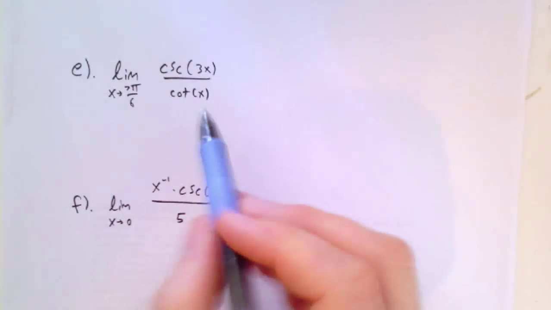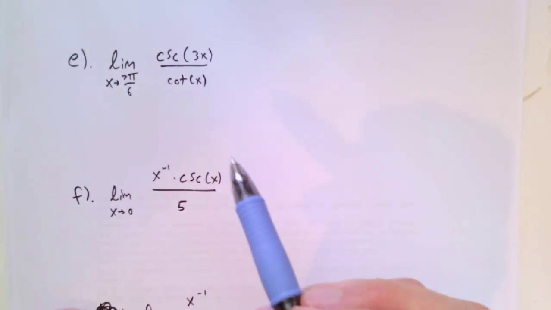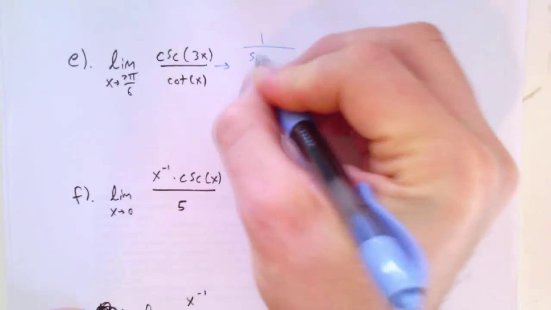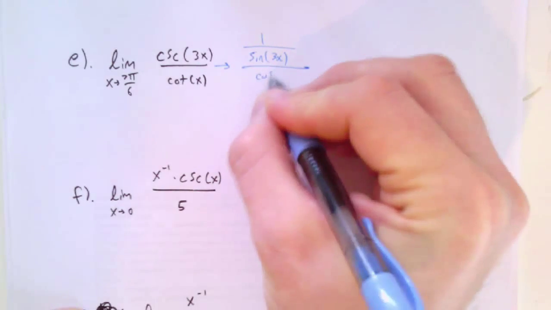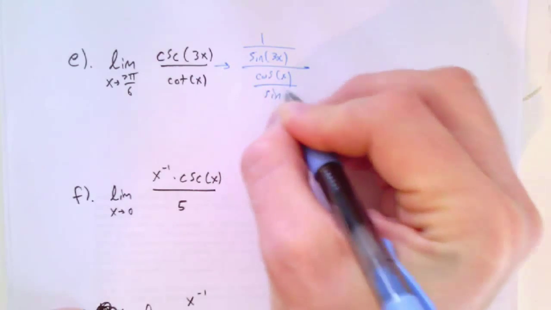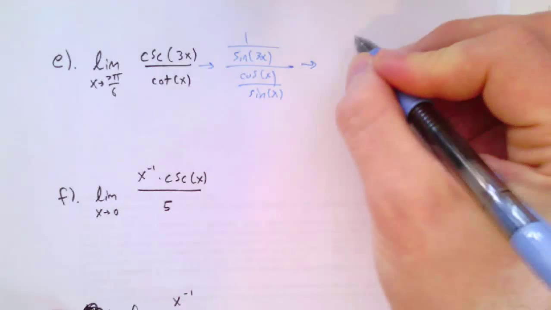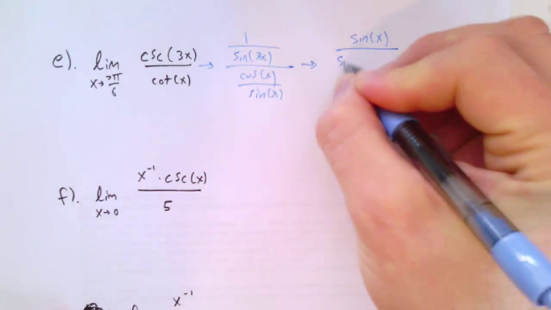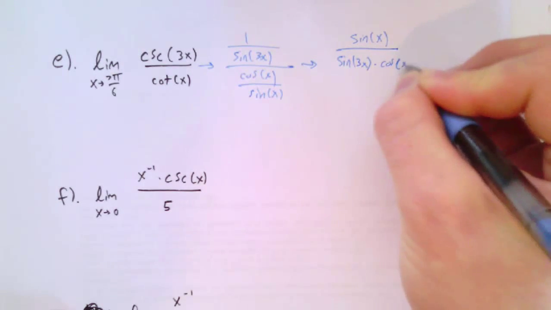All right, what about this one? Well, I have this gut feeling like with cosecants and cotangents, maybe this can simplify somehow. So I'm going to rewrite cosecant as 1 over sine. I'm going to write cotangent as cosine over sine. And then I'll simplify this further. So now I've got sine x divided by sine 3x times cosine x.